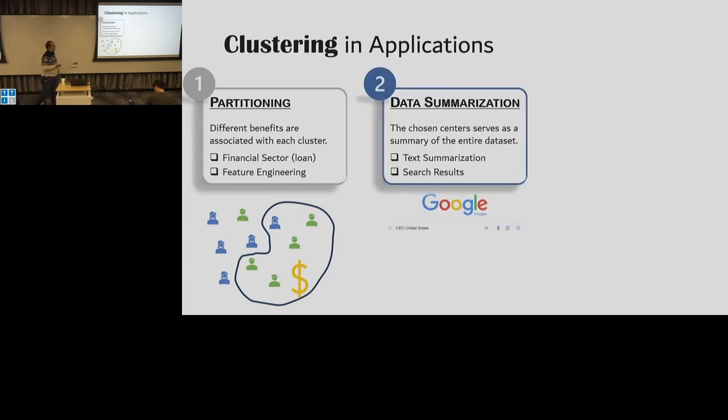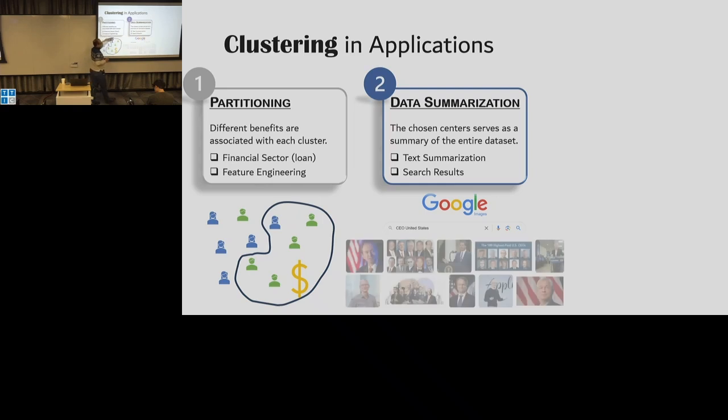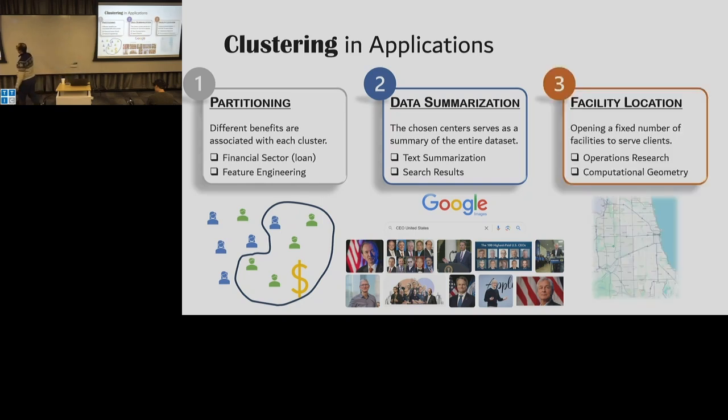Why it requires special attention: clustering is a widely used method and it has many different applications. For instance, it can be used as a partitioning method, like partitioning individuals and assigning benefits to them differently. Or it can be used as a means of data summarization, like returning the centers in the clustering as a summary of the data set. Or we can consider it as a facility location type problem, and we want to capture the access of users to the facilities that we opened.